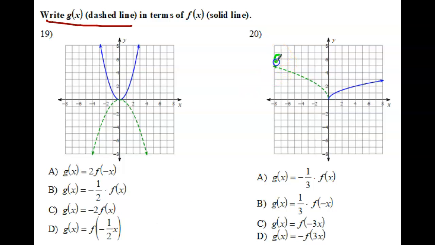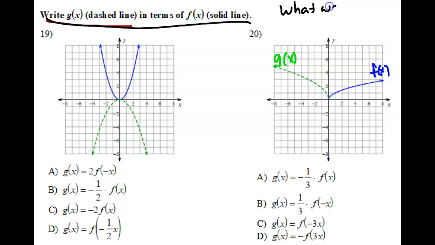So that means that this green dashed line here represents g of x. Write g of x in terms of f of x, which is going to be the blue line. Now, I do like the way that they word their question here, but I know that it doesn't probably make a lot of sense to you guys. So when you see this, it's good to think about it, and I'll explain why they said it that way in a minute. But for now, it might be more helpful if you think about it this way.